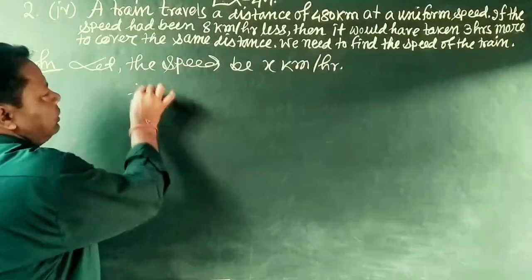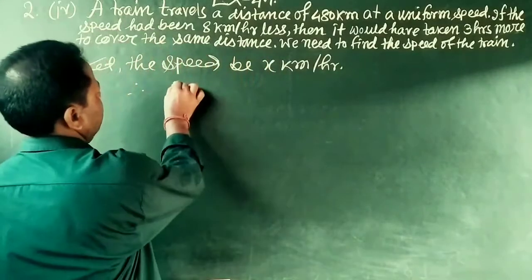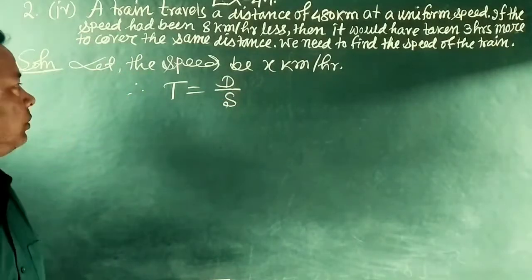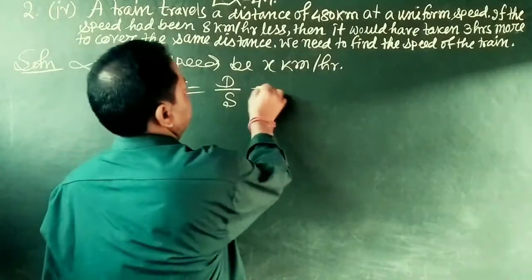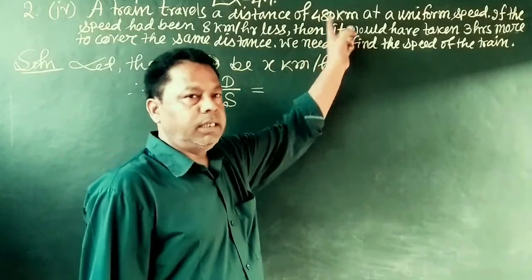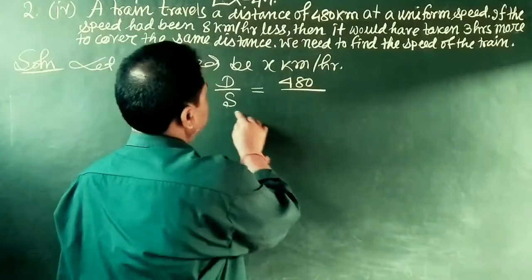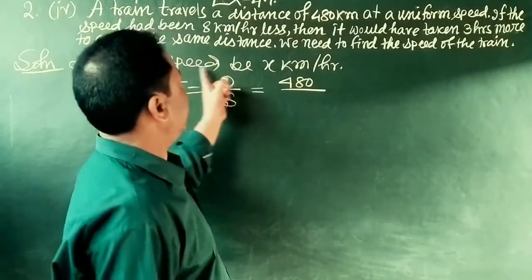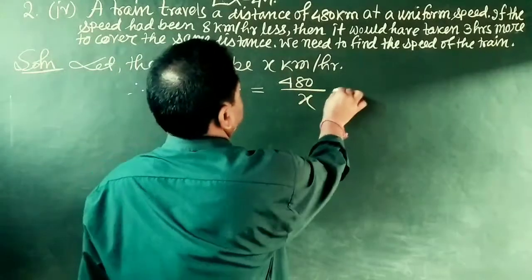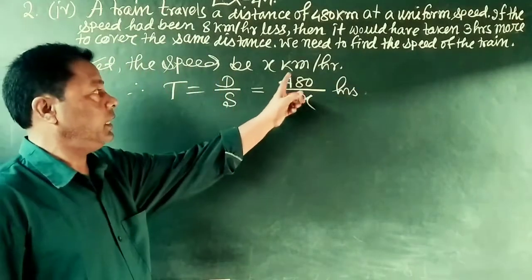So now the distance formula to get the time. We know one formula, that is time is equal to distance by speed. This is the formula to find out the time. So here distance is fixed, it is 480 km. So here distance 480 divided by speed. What is the speed? Speed that we have taken as x km per hour. So time taken when the speed is x km per hour is 480 by x hours.